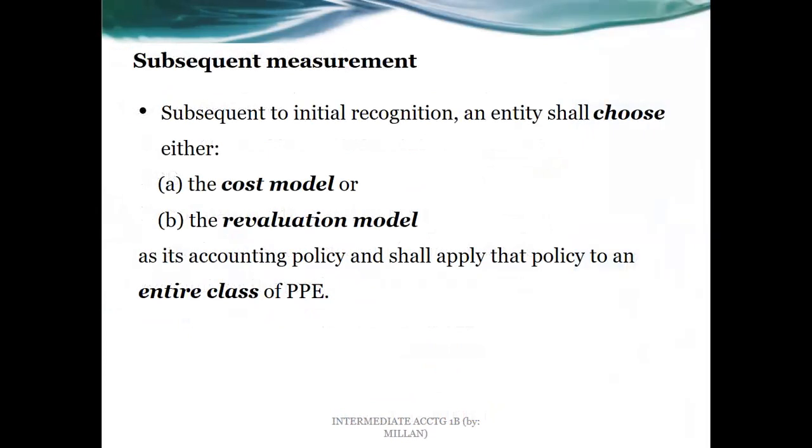Now, subsequent measurement, as the word subsequent means, is how do we measure, how do we assign values to our property, plant, and equipment items after the first time that we have recognized it, which is initial recognition. And normally we do this at the end of the accounting period, in which we have to update the balances of our accounts. So we have two models, A, the cost model, or B, the revaluation model. As its accounting policy, the entity should apply that policy to an entire class of property, plant, and equipment.